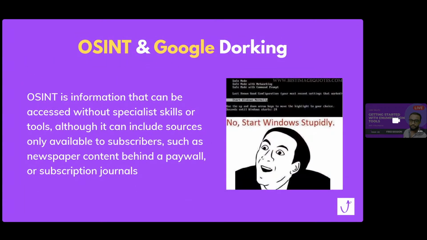What is OSINT and Google Dorking? OSINT is nothing but gathering information from open source tools. Some tools need subscriptions, but there are still a lot of tools which are free to use, and you can gather the information. And Google Dorking: dorking is a set of search techniques. You can filter with the help of these dorking techniques, which helps us to filter out the specific information we are looking for.